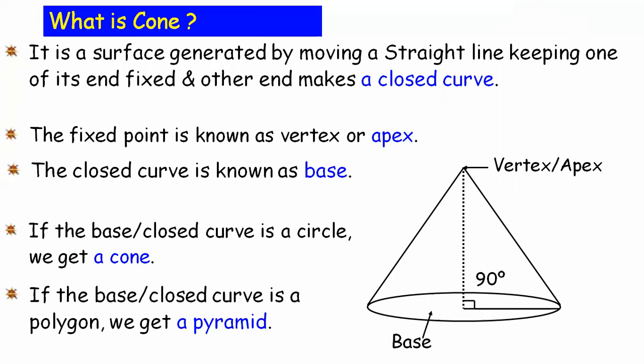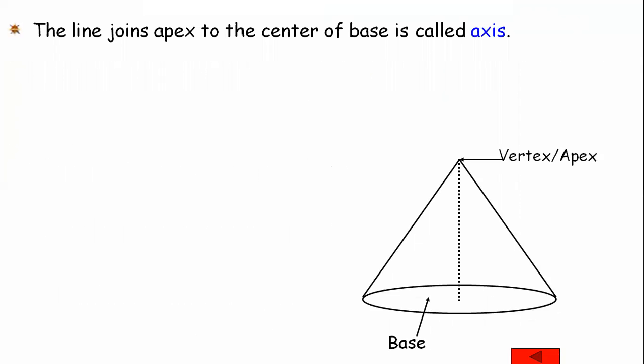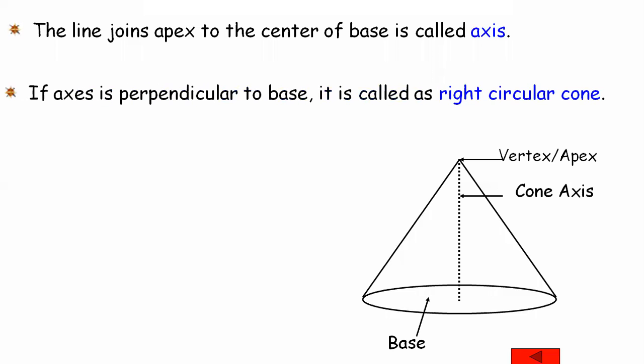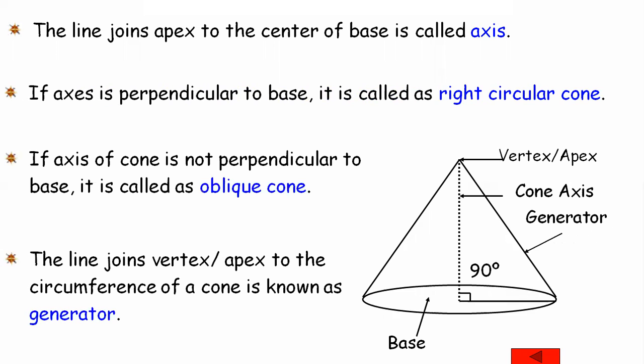You can see on the right hand side there is a picture of a right circular cone with the base and apex. The line joining the apex to the center of the base is the axis, and if the axis is perpendicular to the base, then it will be a right circular cone. If the axis is not perpendicular to the base, then it will be an oblique cone. If it is 90 degrees, it will be a right circular cone.